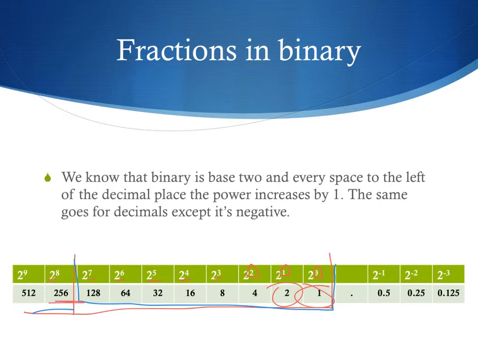That's for positive numbers. The same goes for decimals. So here's my decimal point, except this time it's a negative. And as I keep on moving away from my decimal point, my negative increases. So it's 2 to the minus 1, 2 to the minus 2, 2 to the minus 3, and so on and so forth. That's how I get these numbers down here. Okay.